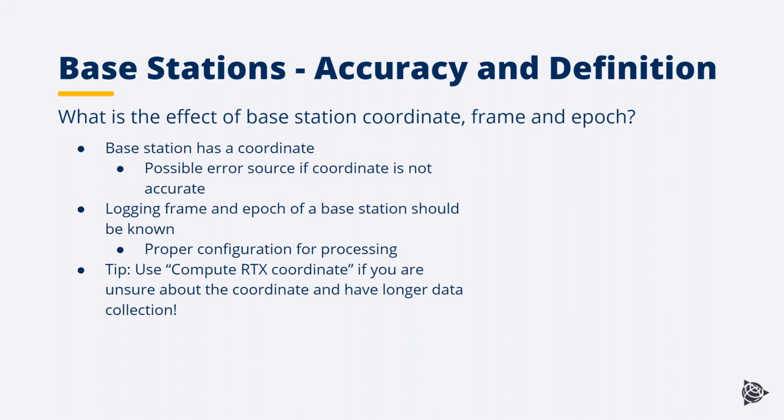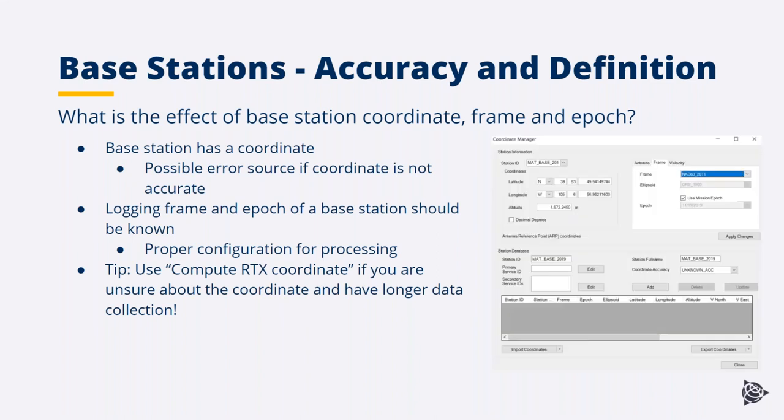If you're unsure about your coordinate, you can use a function you will find by right-clicking the base station data in POSPac. It's called Compute RTX Coordinate, and that will send the data to the RTX service and return a precise coordinate and frame and epoch. You need to have just long enough data for this. I think it's a reliable computation after some 1 hour of data collection. And if you want to check the coordinate of your base station, you can right-click and select Coordinate Manager, and you can see a window like this in POSPac.